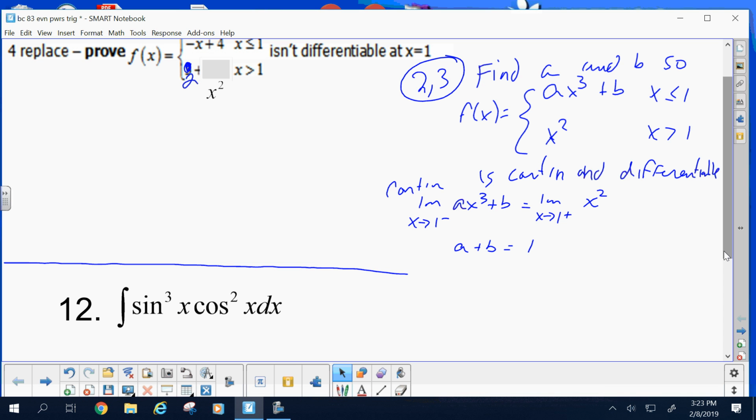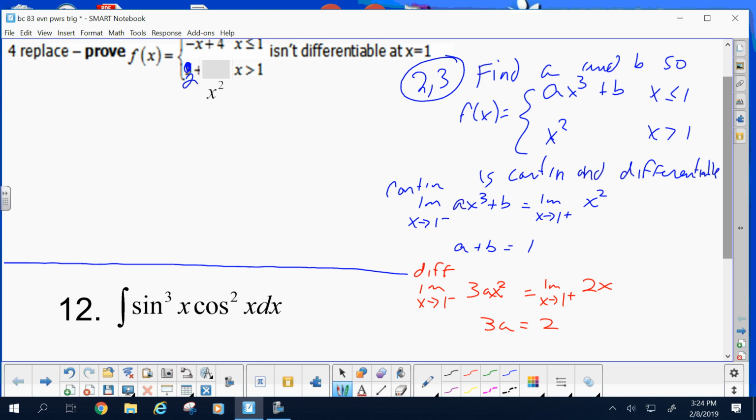The other thing that needs to be satisfied is differentiability, which is to say that slopes need to smoothly match each other so there's no sharp turn. That implies that the limit as x approaches 1 from the left of the derivative, 3ax squared, no b, equals the limit as x approaches 1 from the right of the derivative, 2x. From that, you get that 3a needs to equal 2. That gets you a. Then you can find b.